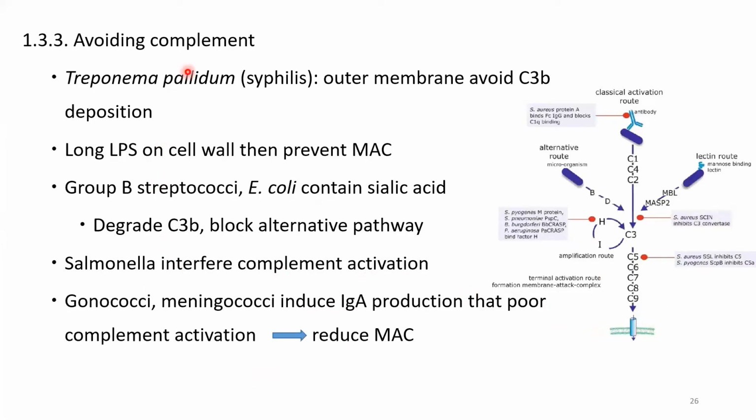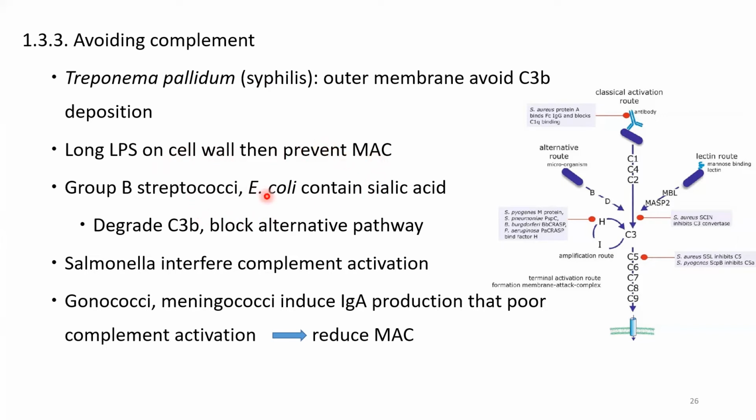Some bacteria can avoid complement, because complement can kill bacteria, cause opsonization, phagocytosis, cause inflammation and the membrane attack complex. Treponema pallidum, which causes syphilis, can avoid C3b deposition by using their outer membrane, and they may produce longer LPS to prevent the membrane attack complex.